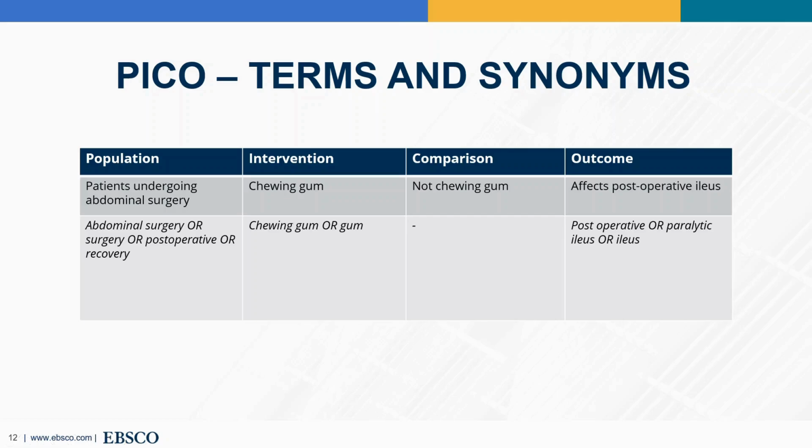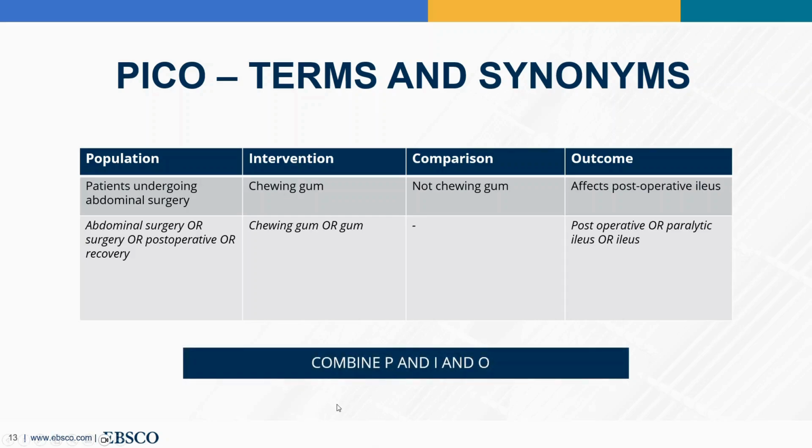So now that we have identified the terms that we're going to use in our search, we can now structure our PICO search. What we're going to do next is we're going to combine our keywords and we'll combine the P element, the I element, and the O element. And since we don't have related terms for our comparison, we won't include the C element here.